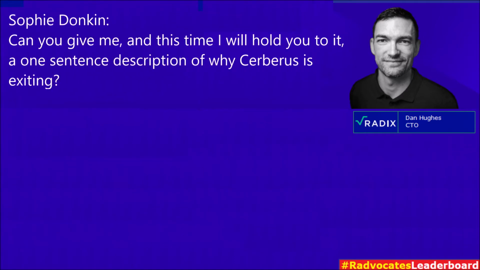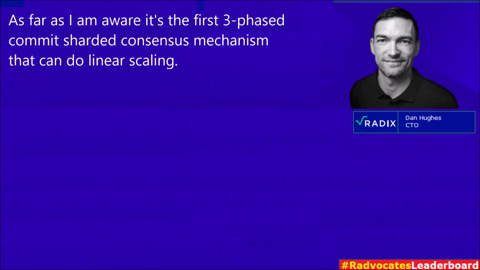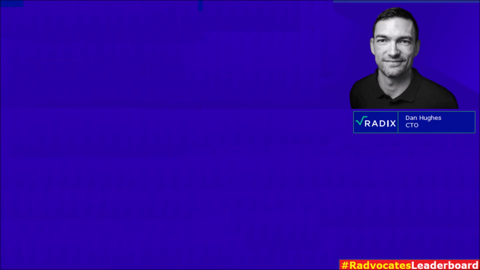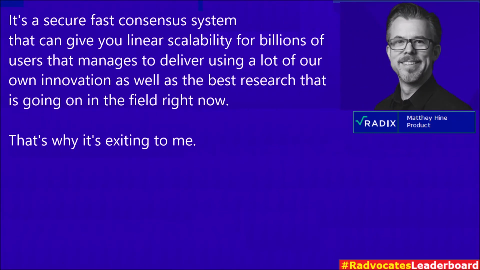But can you give me, and this time I'm going to hold you to it, a 1-sentence description of why Cerberus is exciting? As far as I'm aware, it's the first 3-phase commit sharded consensus mechanism that can do linear scaling. It's a secure, fast consensus system that gives you linear scalability for billions of users. This is really what it manages to deliver using a lot of our own innovation, as well as some of the best research that's going on in the field right now, kind of collecting it all together. That's why it's exciting to me.